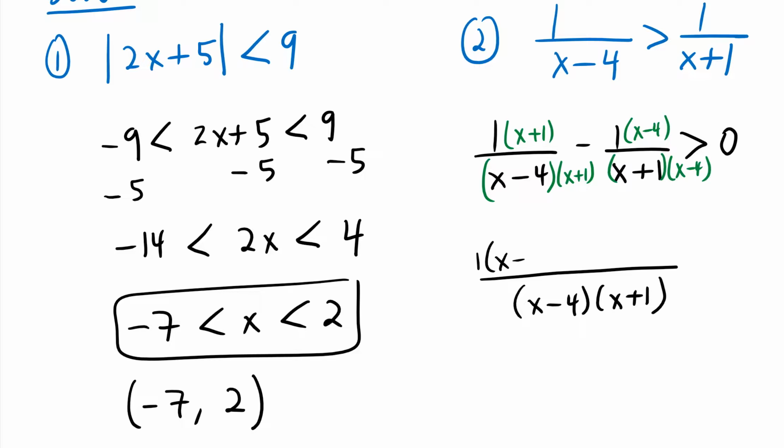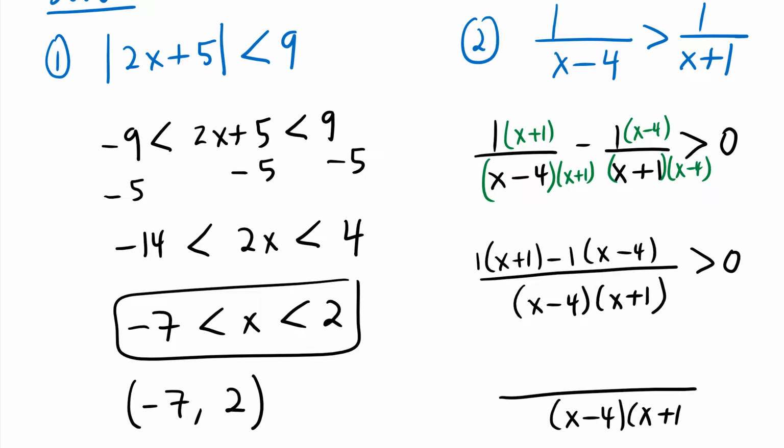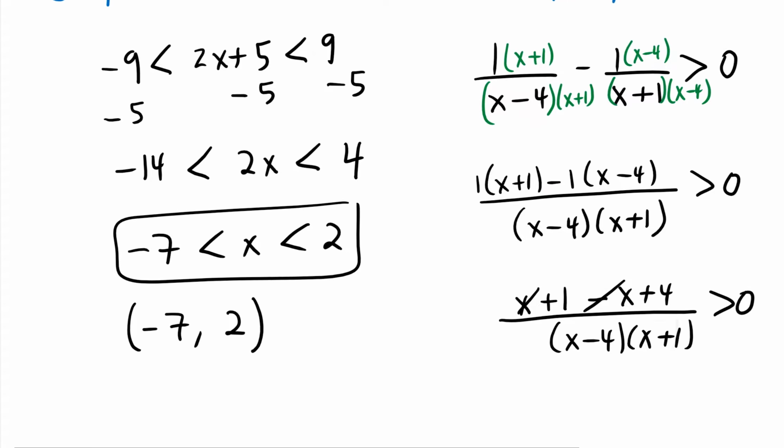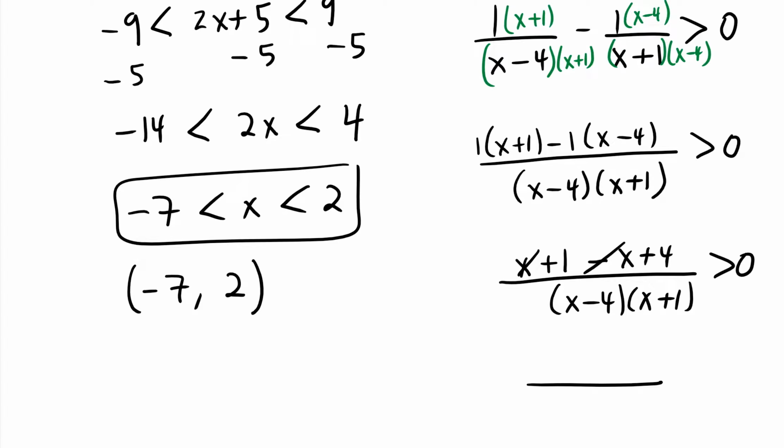1 times x plus 1 minus 1 times x minus 4. Keep the denominator the same. On the top you get 1x plus 1 minus x plus 4. So these cancel out. That will leave 5 on the top, which is not going to make a difference. And the denominator stays the same.